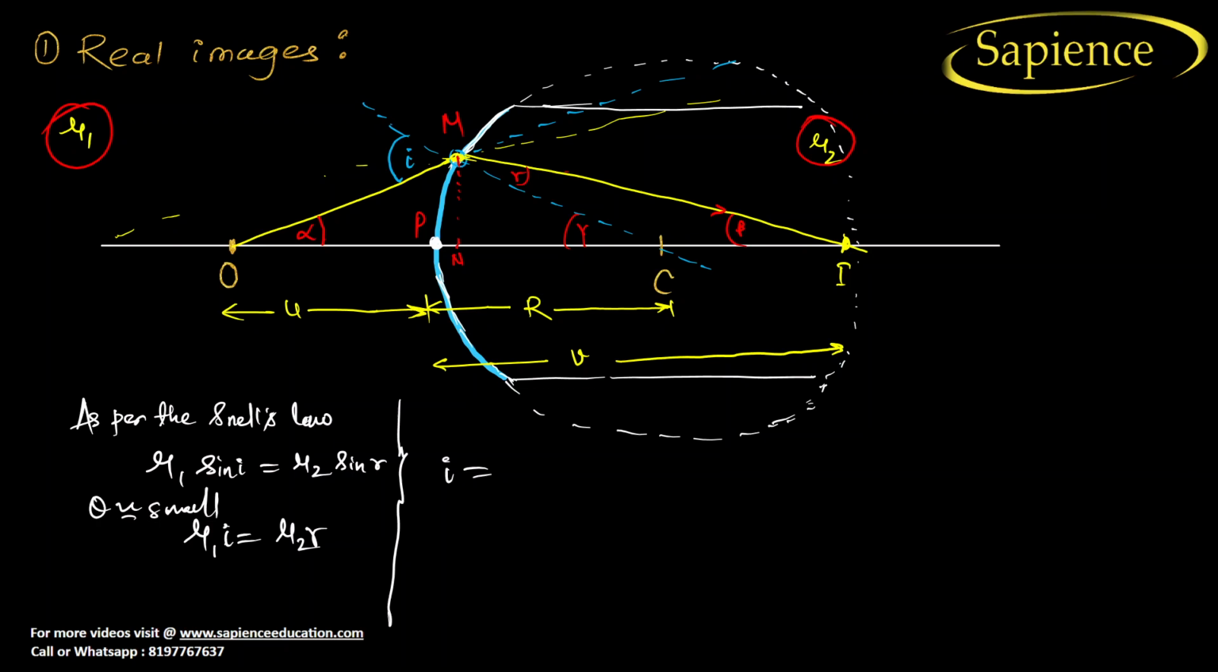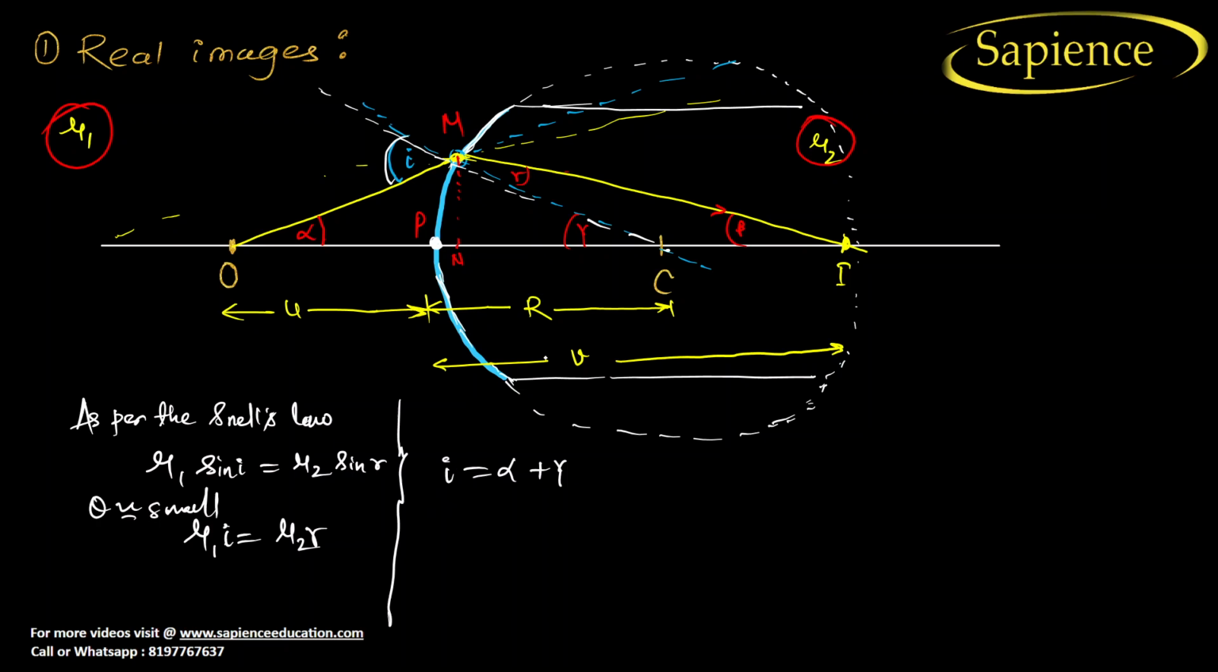See here, let us consider this is a triangle. So this is the exterior angle, and it is equal to the sum of the two interior angles. So i can be considered as alpha plus gamma. So this will be the equation.